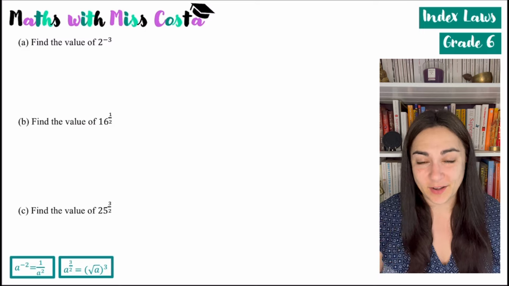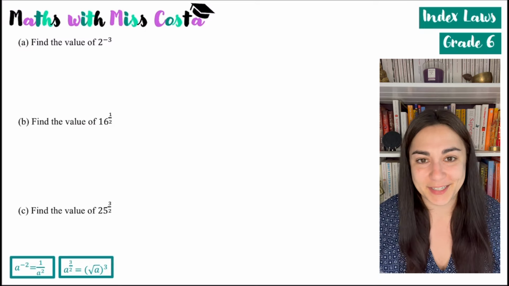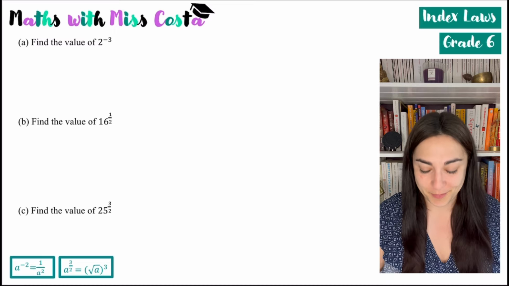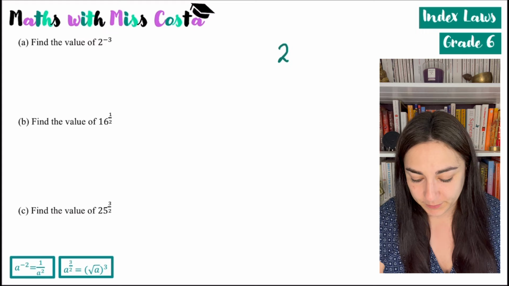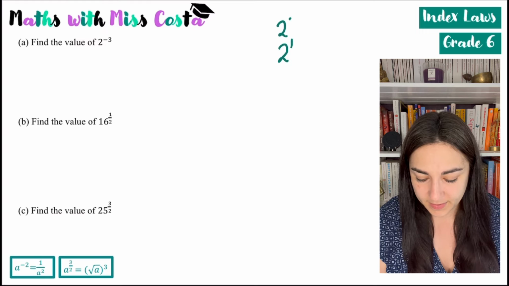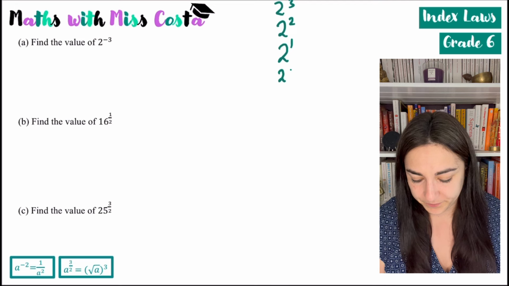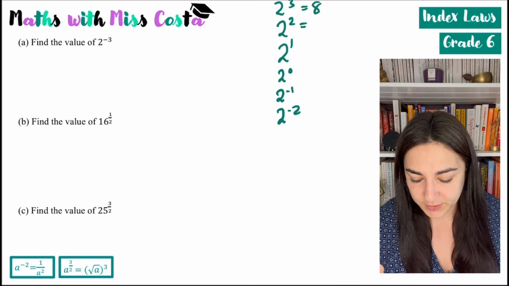Okay, so some slightly harder fractions here, but like with anything, and this is actually just a really good strategy, if you get stuck, just try and follow the pattern. You know that most things in maths follow a pattern. So let's have a look at what happens with 2. We know that 2 cubed is 8, 2 squared is 4, 2 to the power of 1 is 2, 2 to the power of 0 is 1. And we know that each time we're just dividing by 2.